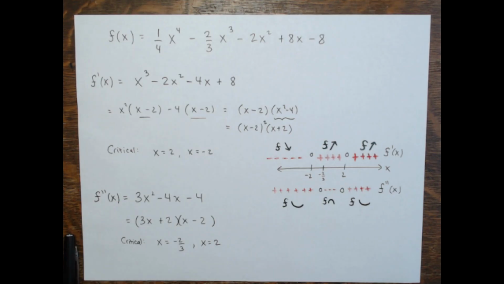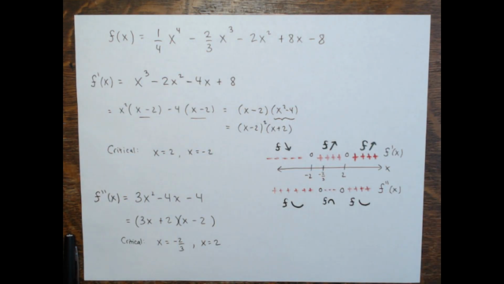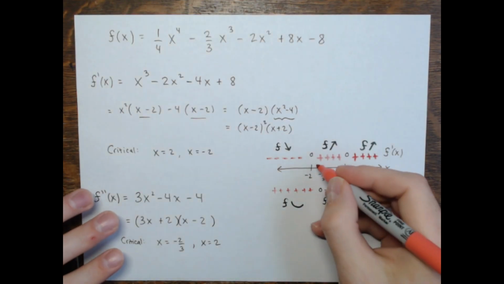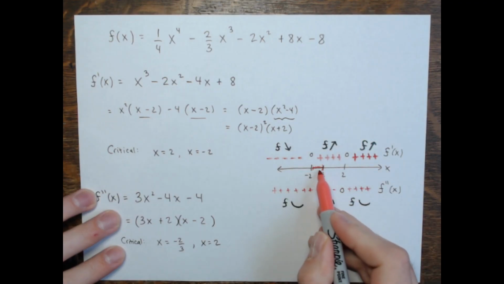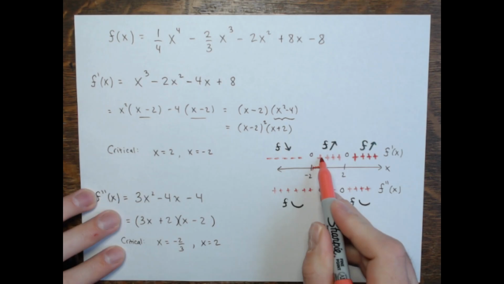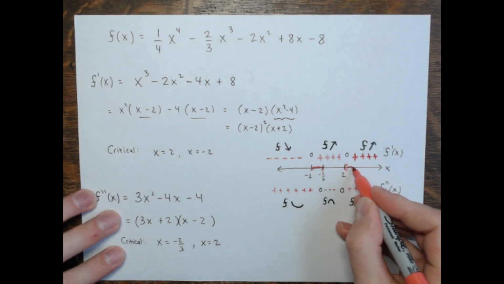So they wanted, where is this degree 4 function up here both increasing and concave up? So positive first derivative, positive second derivative. So there are multiple places. Between negative 2 and negative 2/3: positive first derivative, increasing, positive second derivative, concave up. And then from 2 to infinity.